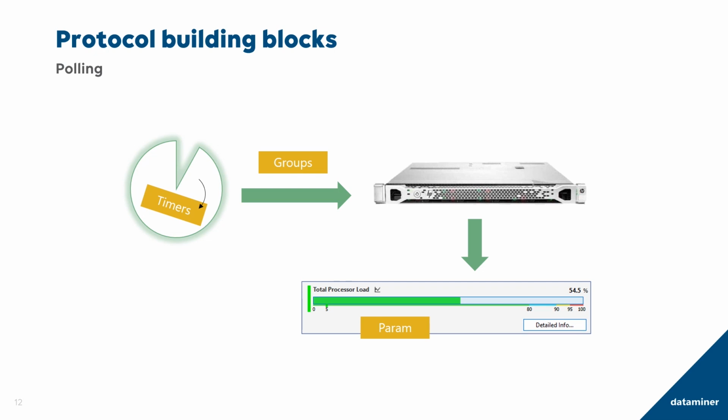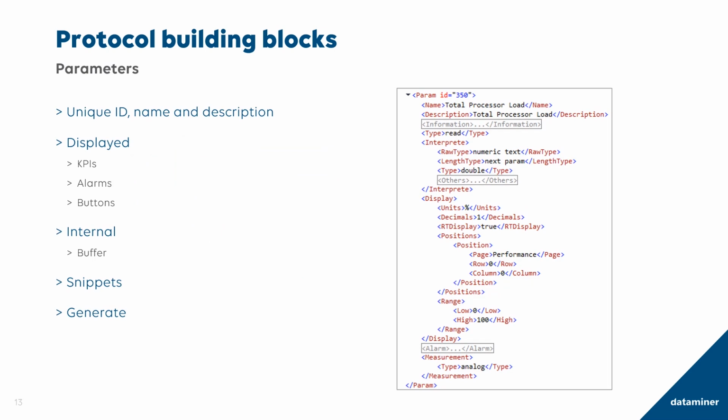So let's first have a look at parameters. For probably a lot of you, this will be a recap if you already worked with protocols. No matter if it's a parameter or any other block, it always needs to have a unique ID, because this is used internally in your protocol to link things to one another, but this can also be used externally. For example, from an automation script, if you want to retrieve a parameter from an element, you can do that via the ID. And then specific to a param, it also needs to have a unique name and description.